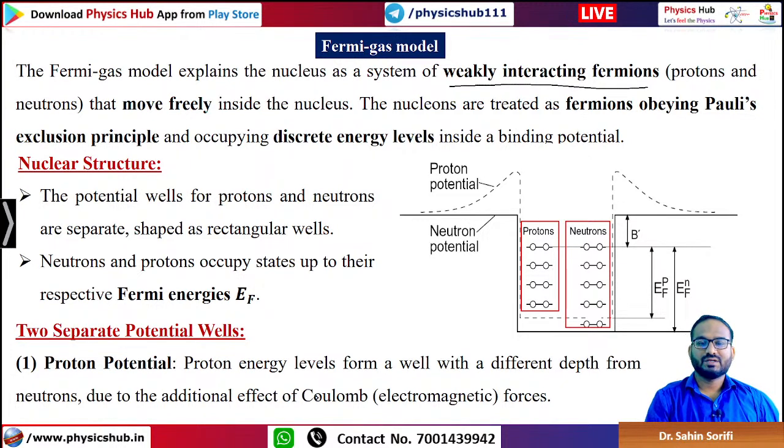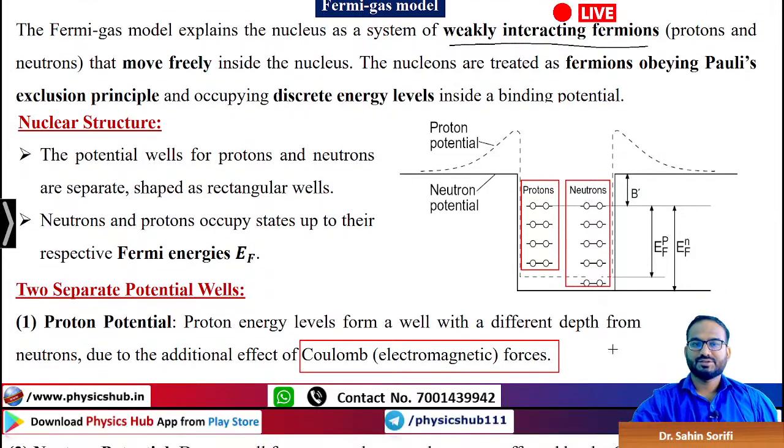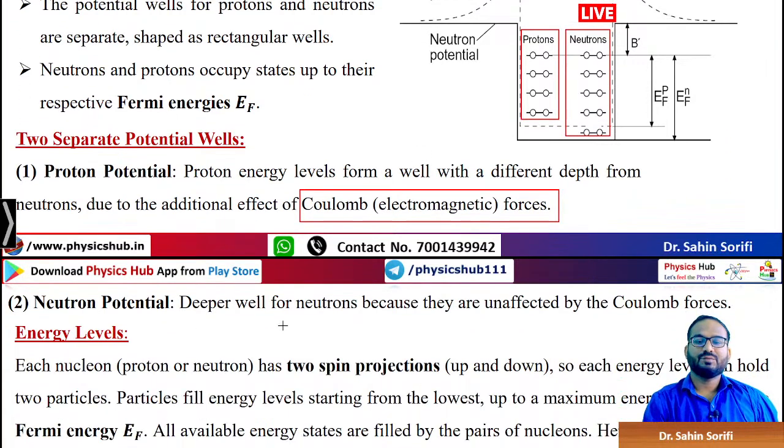The proton energy levels form a well with a different depth from the neutron due to the additional effect of Coulomb forces. Protons involve electrostatic repulsion, because of that it has a less deep potential well. The neutron has a deeper well because neutrons are unaffected by the Coulomb forces.